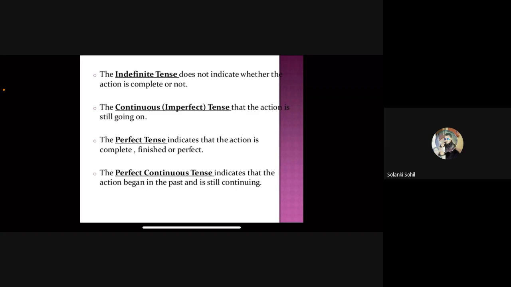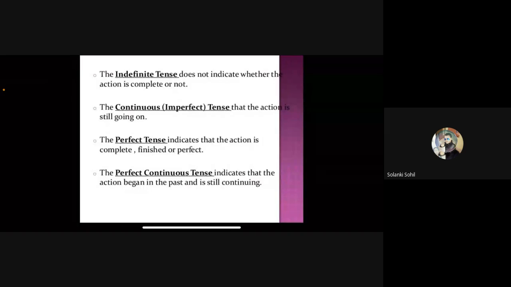Perfect tense. What will the perfect tense show? Perfect tense indicates that action is complete, finished. I have completed my work. I have written in my book. So it indicates that action is just complete. Just now we just completed the action.